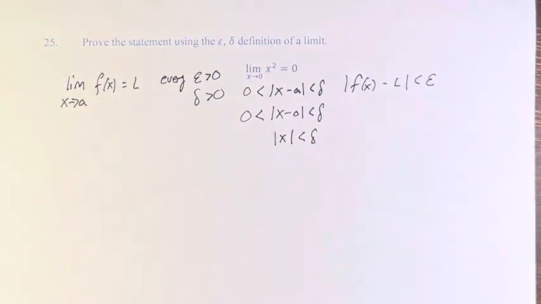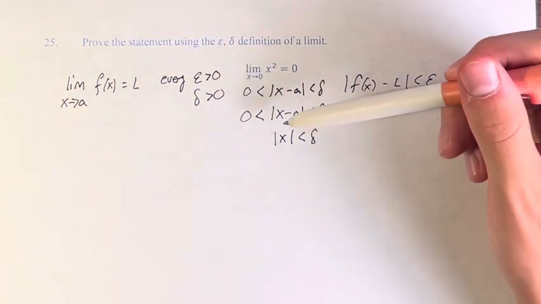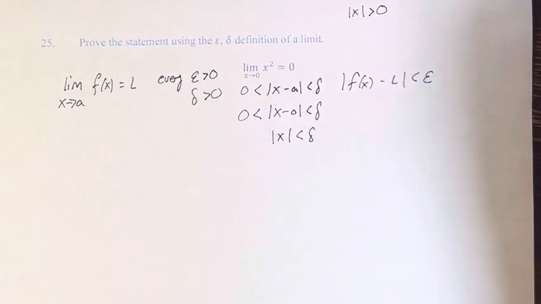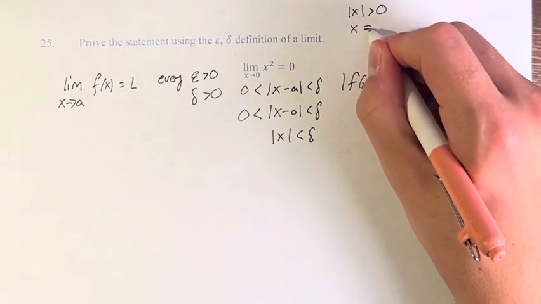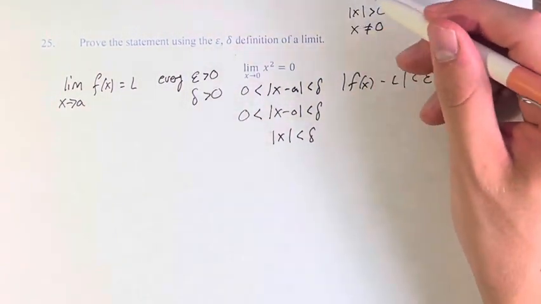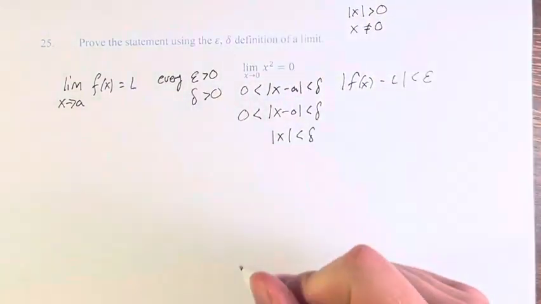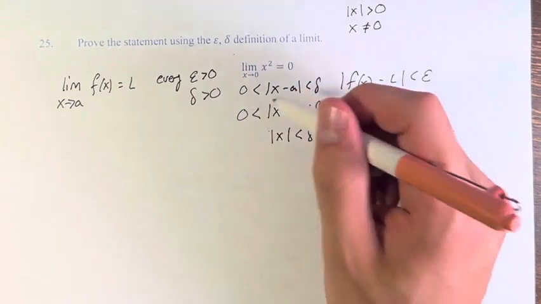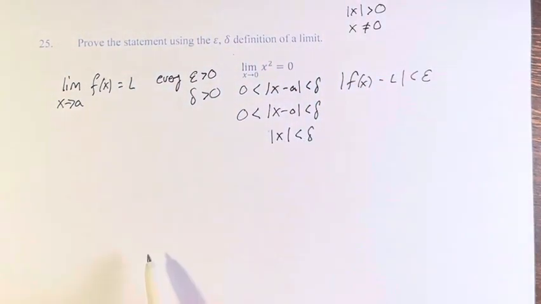And we have to take a second to say, okay, the fact that the absolute value of x is greater than 0, what does that mean? Well, that only means that it's not equal to 0, because it's already greater than all the negative numbers by virtue of it being an absolute value. And since we're looking at the limit as x approaches 0, not what's happening at 0, we can ignore this. So the absolute value of x is less than delta.